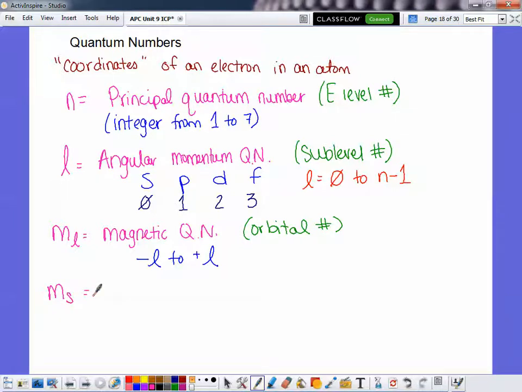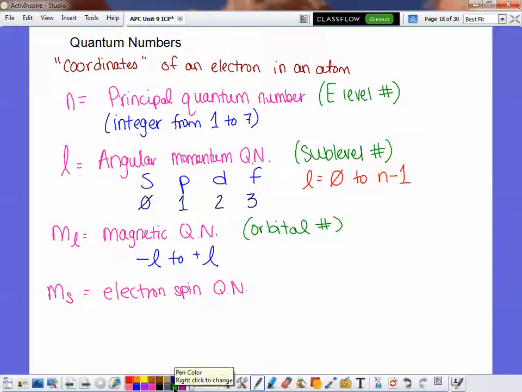And then the fourth quantum number is m sub s. Its official name isn't as funky as the other ones. It's the electron spin quantum number, which I don't have a nickname for because the name kind of makes sense. This one tells you if it has upspin or downspin, or clockwise spin or counterclockwise spin. When we draw the arrow pointing up in an orbital diagram, we say that electron is spinning clockwise. When we draw the arrow down, it's spinning counterclockwise. So it just tells you the direction of spin for that electron.